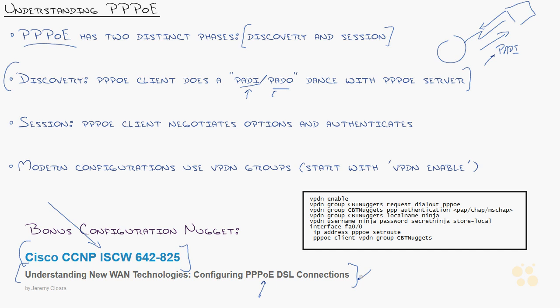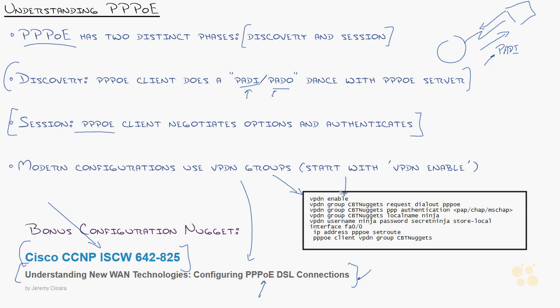But the PADI is where it discovers it. The session is where the PPPoE client actually negotiates options, authenticates to the server, receives an IP address, and now is able to use that to route. Back in this video, I showed the old way of doing this, which involves creating a dialer interface, because it sees PPPoE as kind of like a dial-up connection, and it uses that dialer interface to authenticate and all that. Cisco has made it much easier in the modern day.